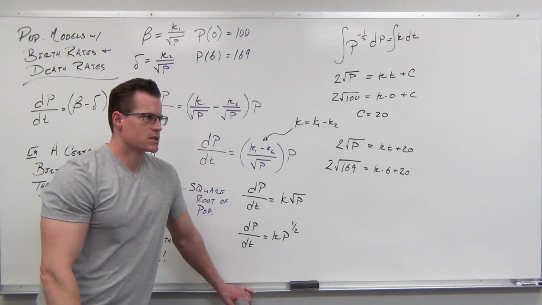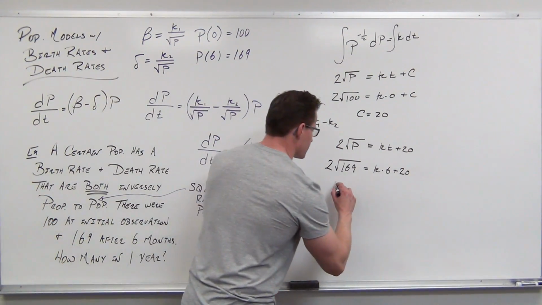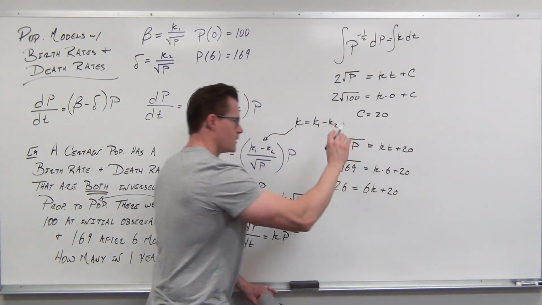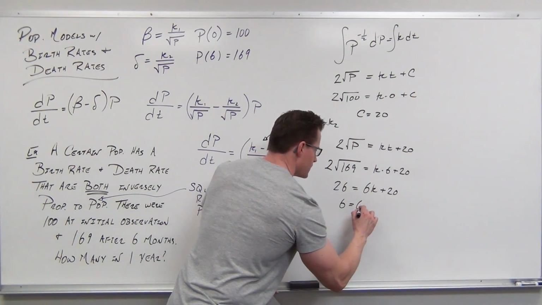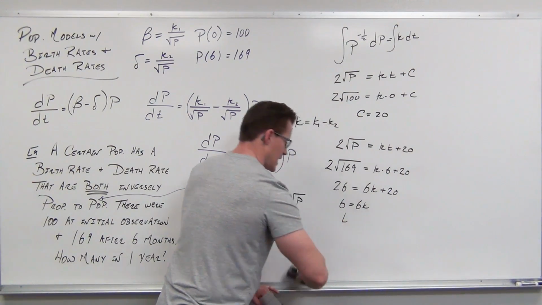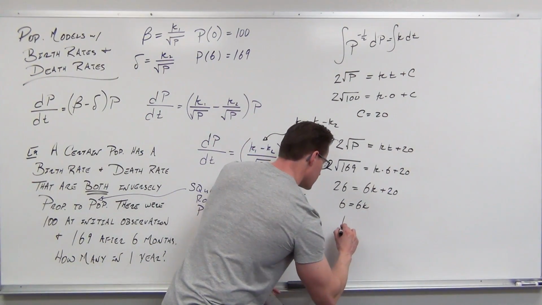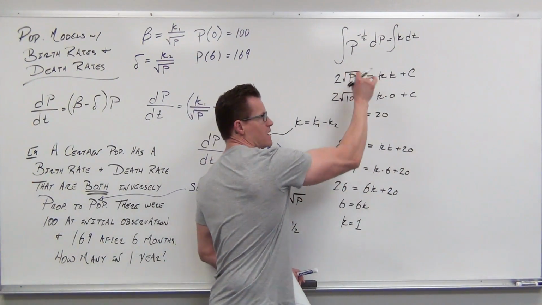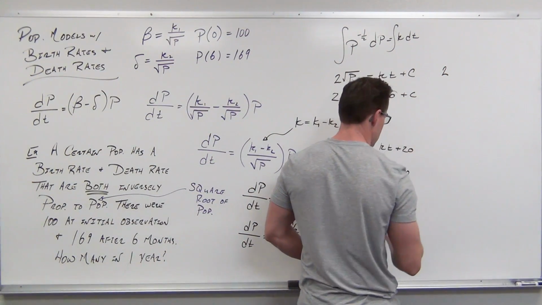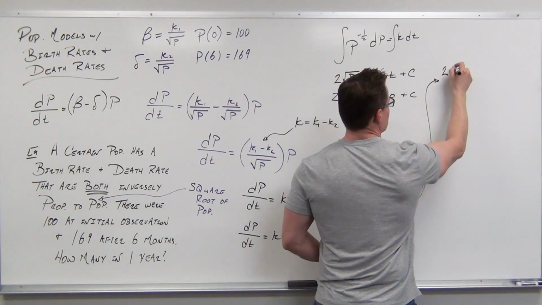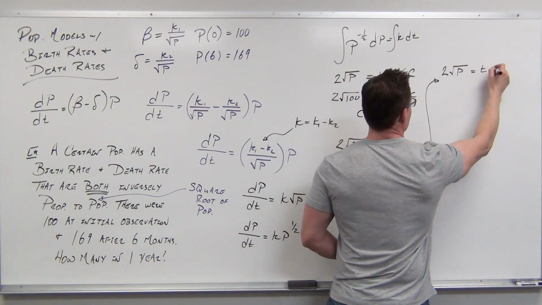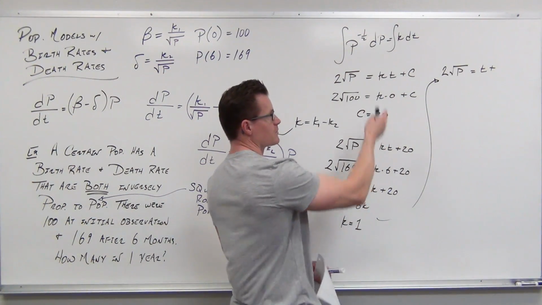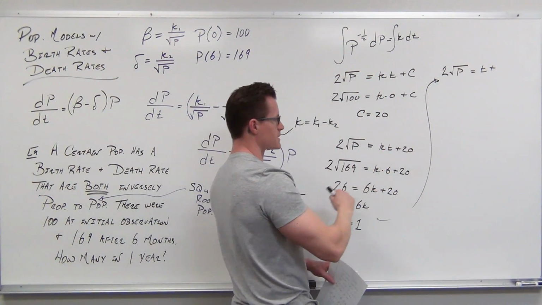let's see, 2 times 13 is 26. Six equals 6k. K is a very convenient 1. And now we're able to plug that right back in. You know what? I said it here, but we really are plugging it here. We found that c already.